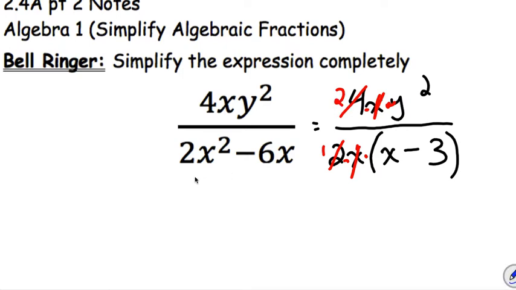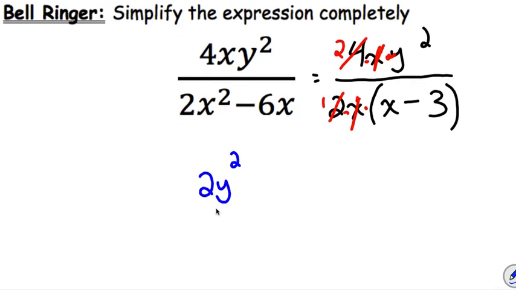So our final answer on the numerator, I was left with a 2y squared. And on the denominator, I had a 1. And remember, the only time you have to write a 1 is if there's nothing else left. But because I have an x minus 3 left there, I don't need to write the 1 out front. And here we go. There's your final answer.